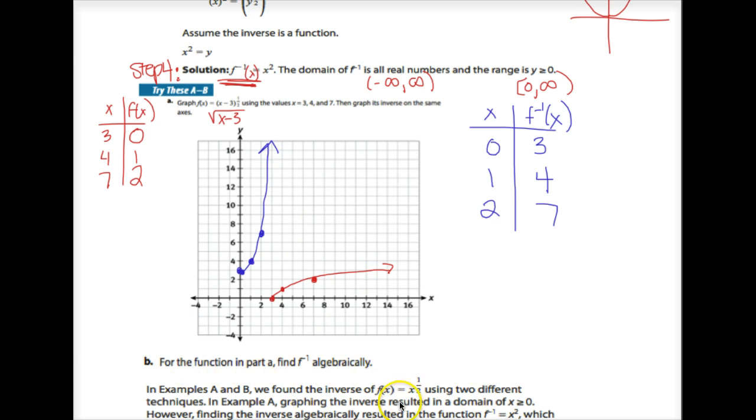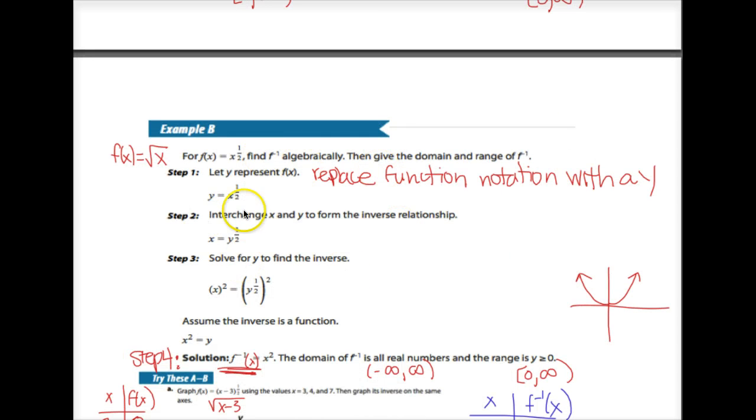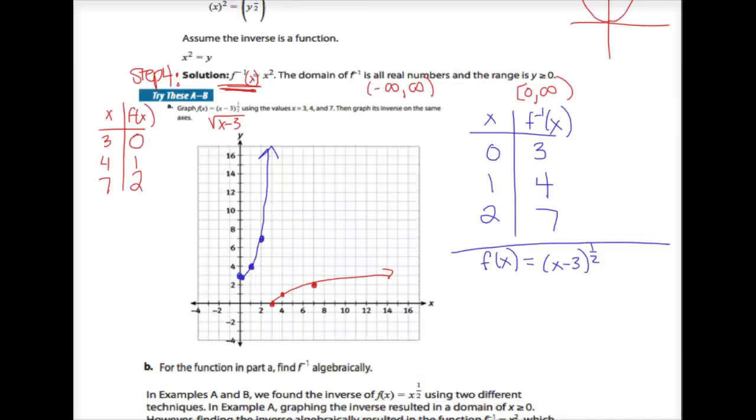Now in part B, they want us to do the same thing, only algebraically. I'm going to do that here out in the margin. You can use your margin too if you need more space than what they've given you. Our original is f of x equals x minus 3 to the 1/2. Again, this is a radical equation. We're following the same steps that we just did up here in the one we walked through.